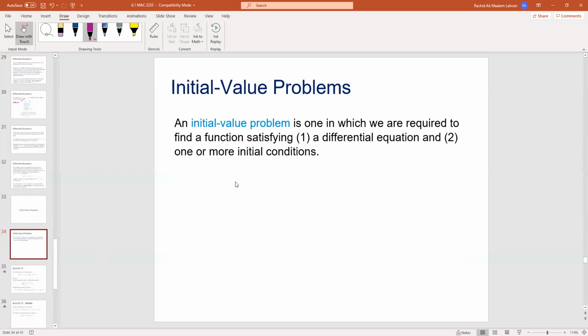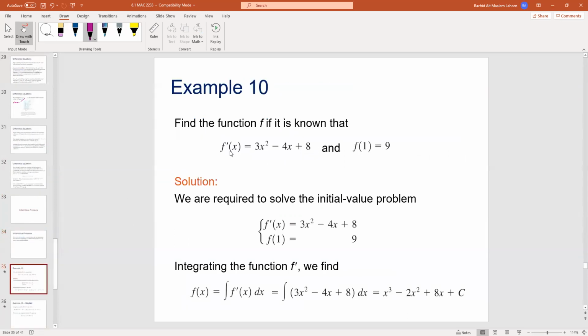An initial value problem is one in which we are required to find the function satisfying one, a differential equation, and two, one or more initial conditions. All right. So here is an example. F prime is this function. F of 1 equal 9. We are required to solve this. This is almost like a system because you're solving to find f of x. However, this f of x is such that f of 1 equals 9.